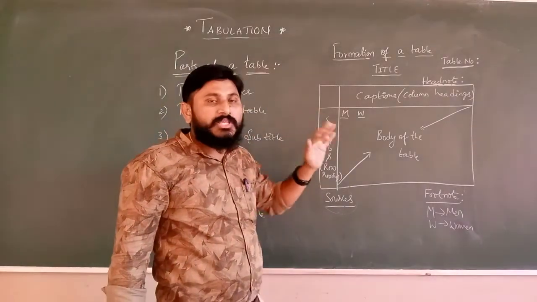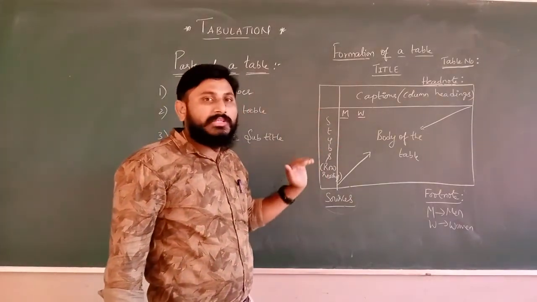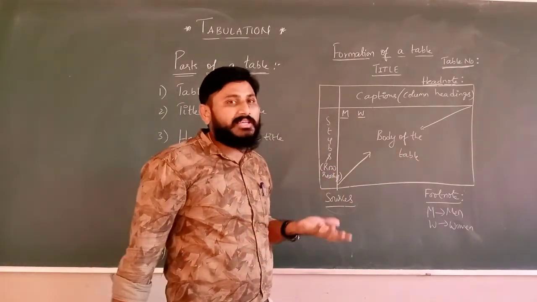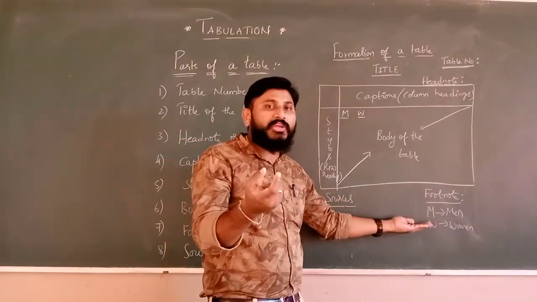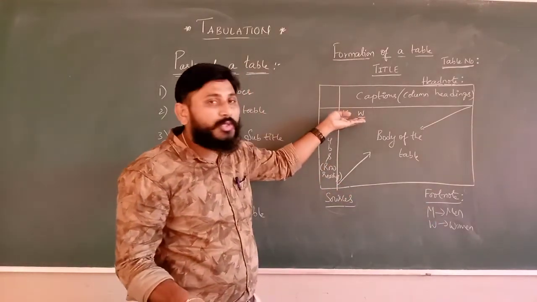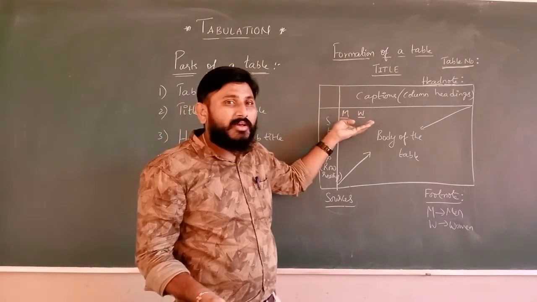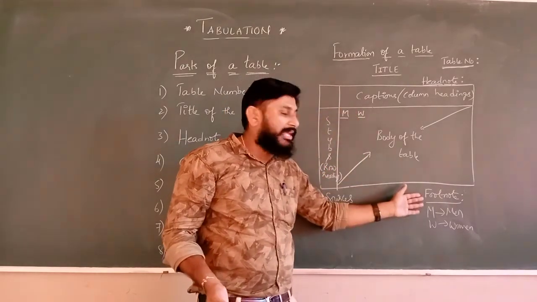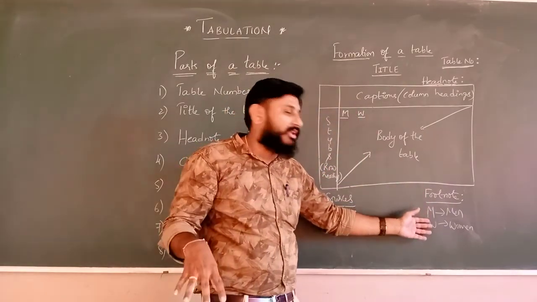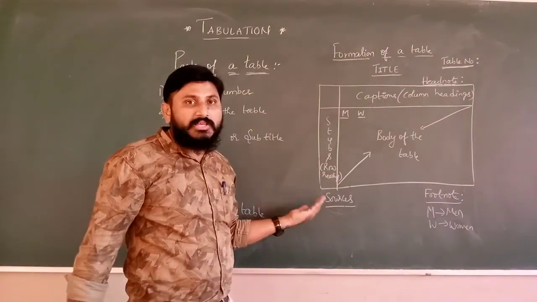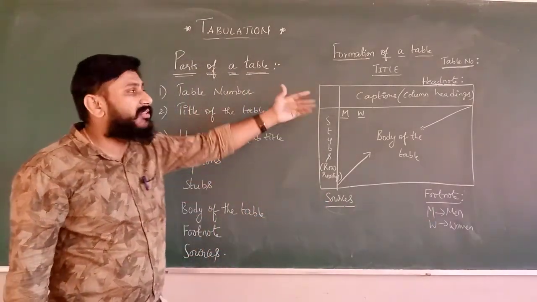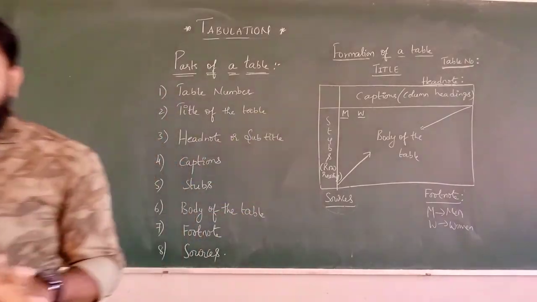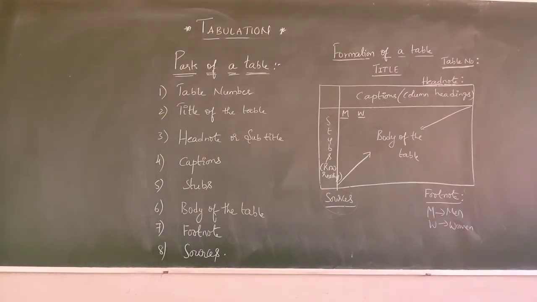What are captions and stubs? Column headings are called captions, row headings are called stubs. The body of the table contains the numerical facts, remember. And the footnote: the abbreviations and shortcuts which you are unable to mention elaborately in the body of the table have to be completely given under the footnote. And the last one is sources. Where did you get the information to create this table, right? So this is the formation of a table and the explanation of tabulation.